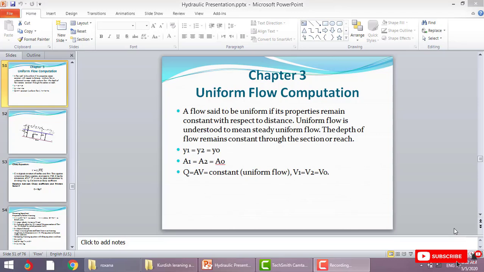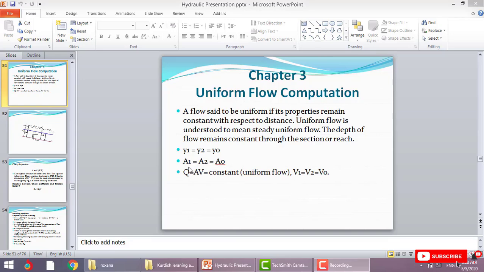Chapter 3: Uniform Flow Computation. A flow is said to be uniform if its properties remain constant with respect to distance. If the flow depth is constant along the length of the channel, the flow is said to be uniform. Mathematically, when y1, the depth of flow at section 1, is equal to y2, the depth of flow at another section a distance away, then the flow is known as uniform flow.